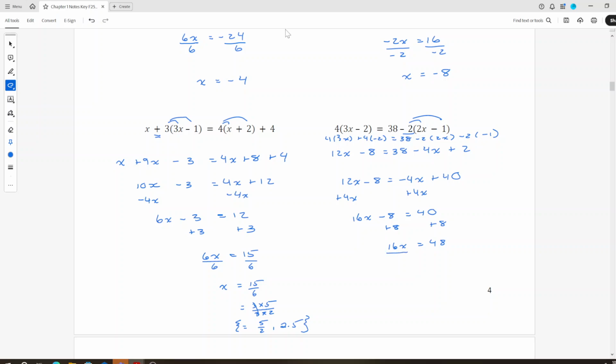And then I'm going to get the x by itself by dividing by 16 because it's the opposite of multiplying. What I do to one side, I also do to the other. And I end up with x is equal to 3. I had to think about that one for a second.